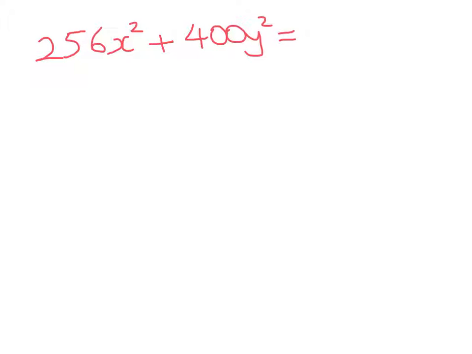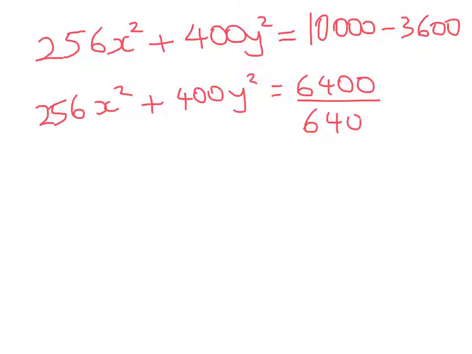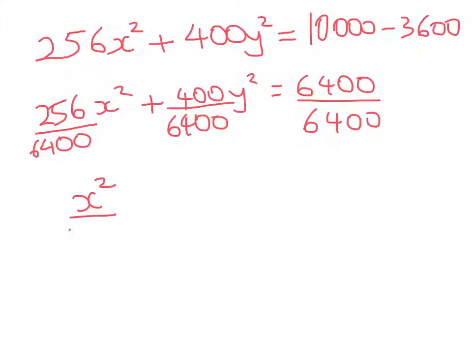Now let's look at what we've got on the other side. Well, I've got 10,000 minus 3,600. So 256x squared plus 400y squared is equal to 6,400. Now I'm going to divide both sides through by 6,400 and we'll see what we get. So here we get x squared divided by 25 plus y squared divided by 16 is equal to 1.